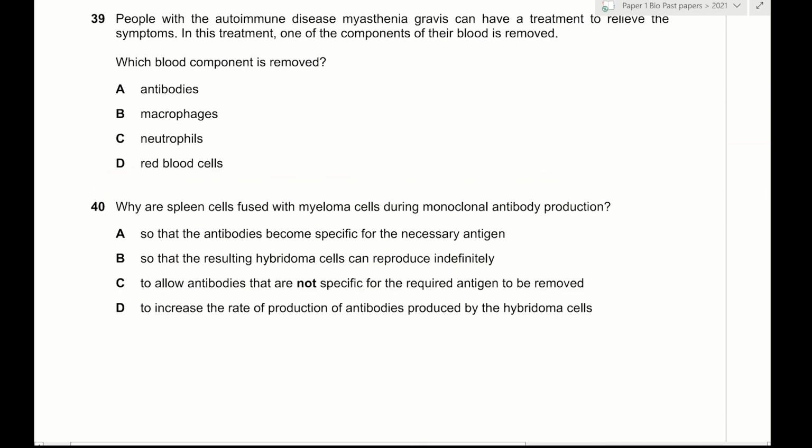Now, people with the autoimmune disease myasthenia gravis can have a treatment to relieve the symptoms. In this treatment, one of the components of their blood is removed. Which blood component is removed? First of all, we have to know the pathophysiology of myasthenia gravis. What happens is antibodies attack the neuromuscular junction. So, the component that must be removed is the antibodies, because they cannot distinguish between self and non-self cells. So the answer is going to be A.